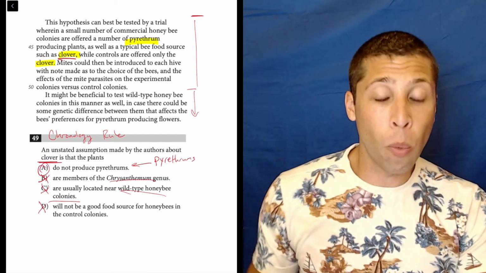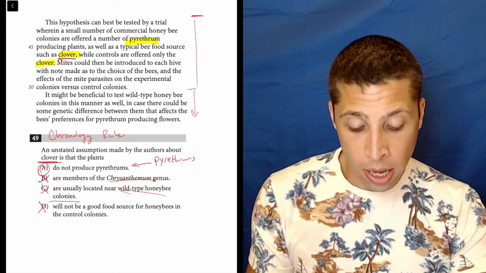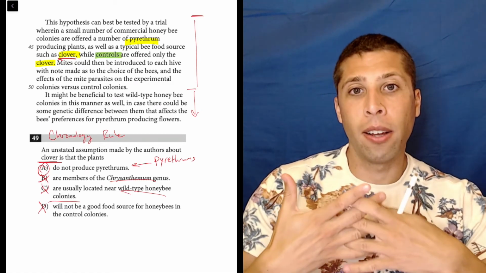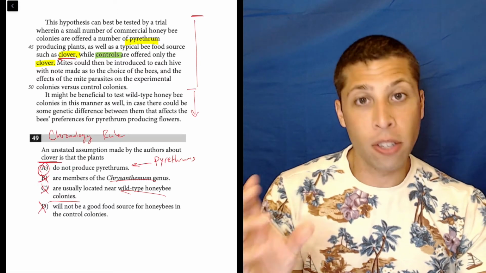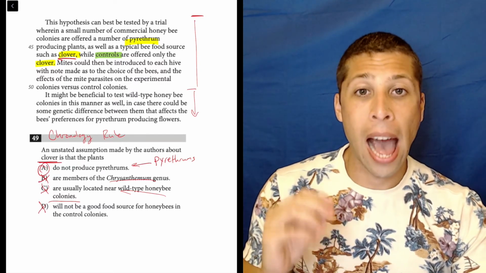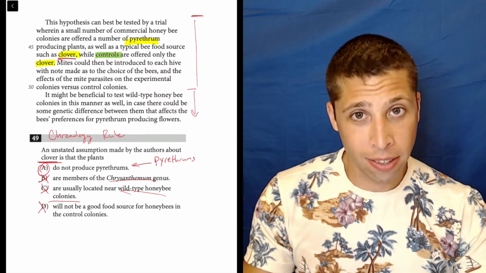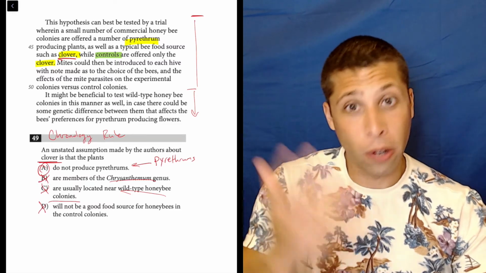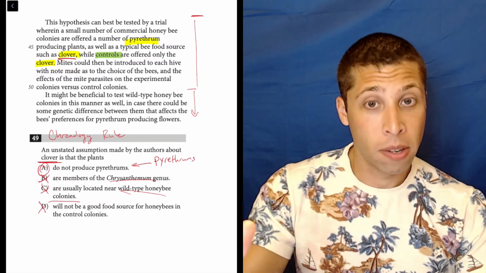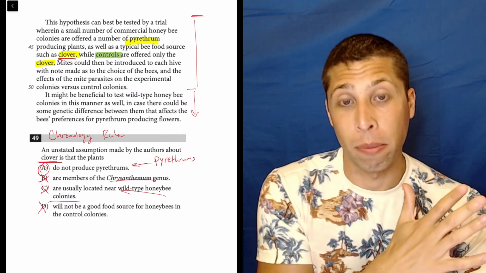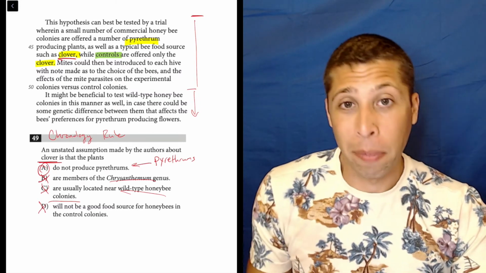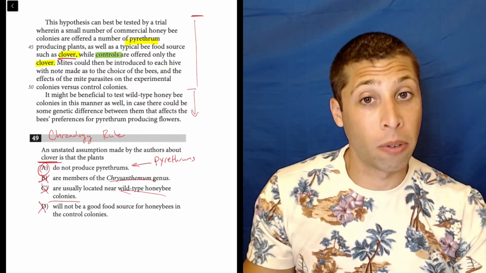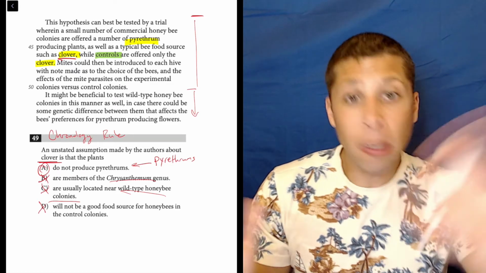I will explain, though, what's going on here. A control in an experiment is the thing without the variable, right? So what they're trying to do here is understand how pyrethrums affect these bees and the mites, okay? So they say, let's give some bees pyrethrums and other bees no pyrethrums. But we have to feed the bees something because otherwise the bees will die, right? So we're going to give some bees the pyrethrums and some clover, which I guess they like, and other bees will just get the clover.